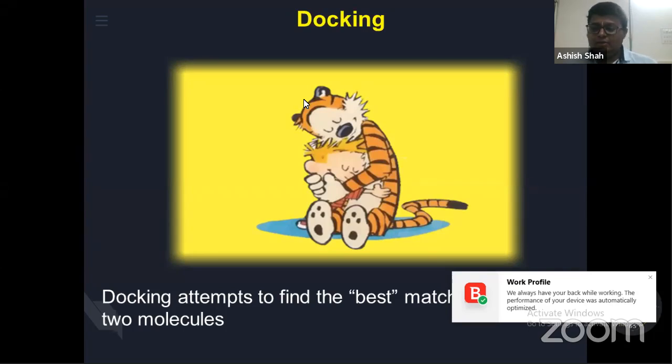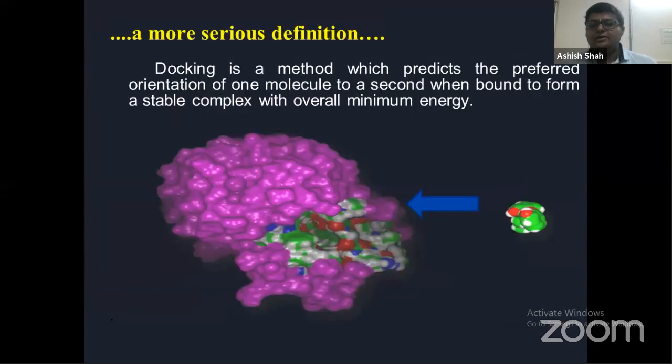Now, the second thing is why we should go for docking. Before starting this, if you see the definition, a docking method is a method which predicts the preferred orientation of one molecule as compared to the second. You can see that one is your macromolecule and the second one is your drug, and how it binds, what the binding orientation is, and what interactions are required for having a good binding.